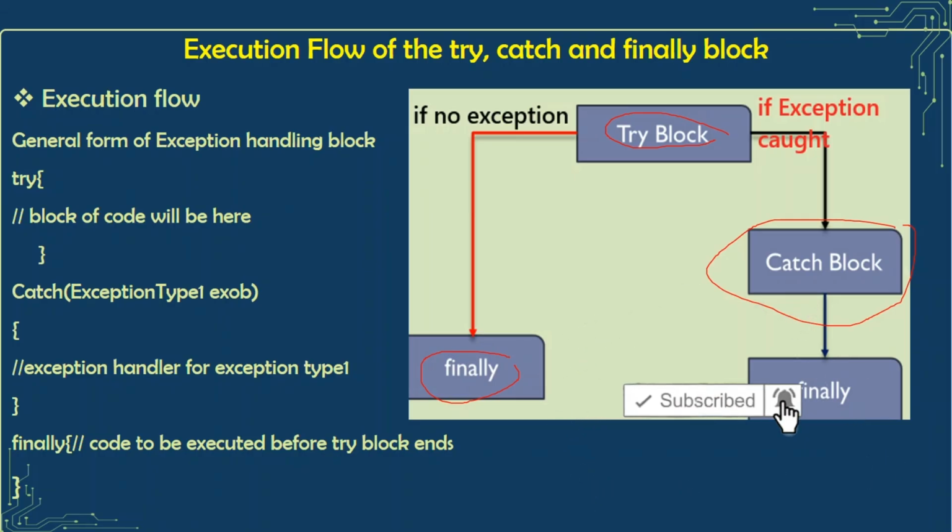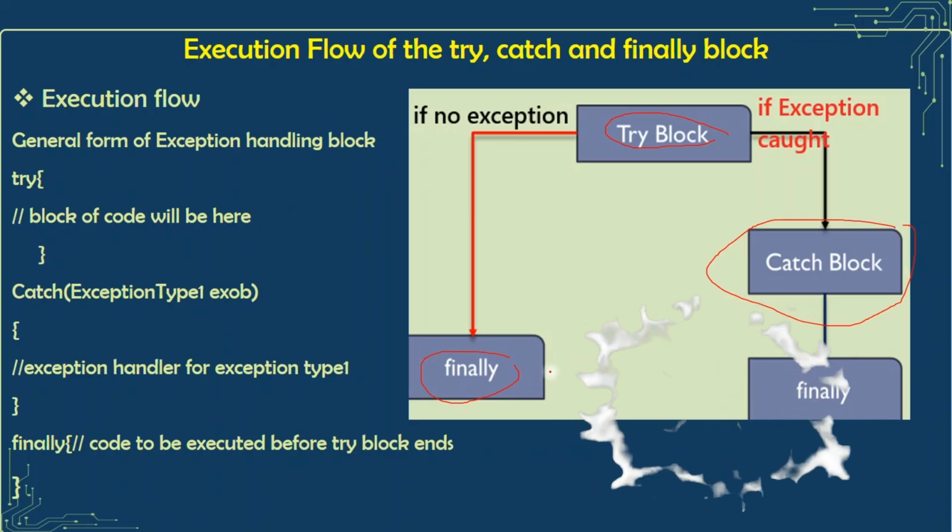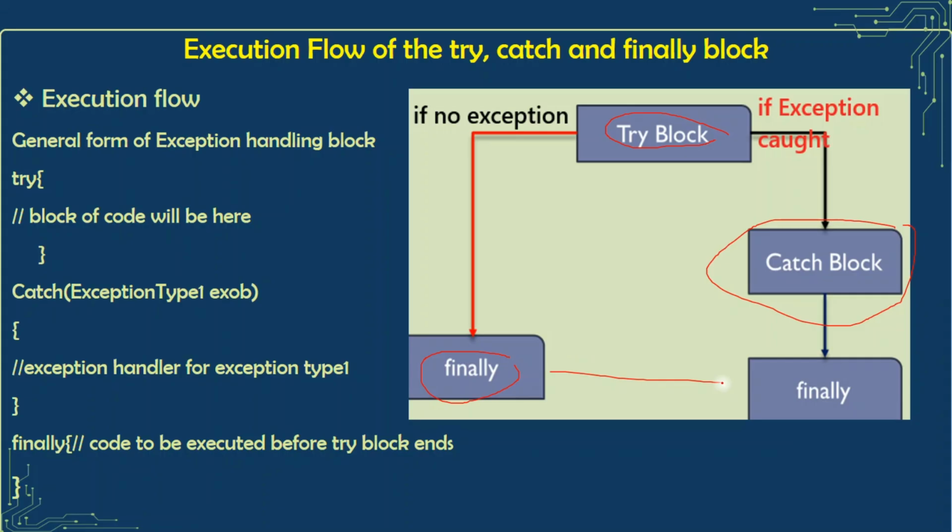So whether there is an exception or not, the code which resides in the finally block will be executed. The general form is as such. We have try, we have curly braces, and we have code that may throw an exception, and we do have catch, exception type, and exception object.